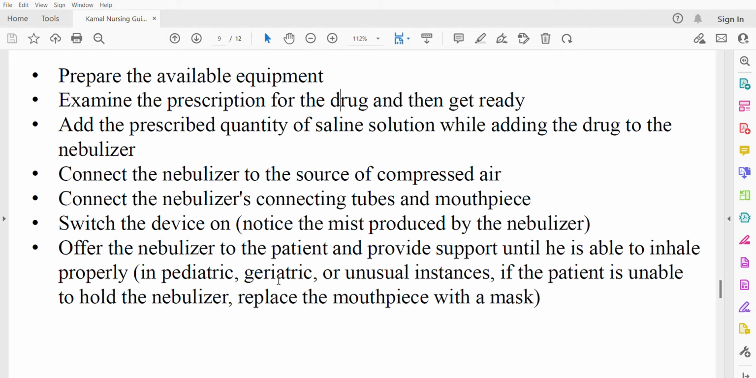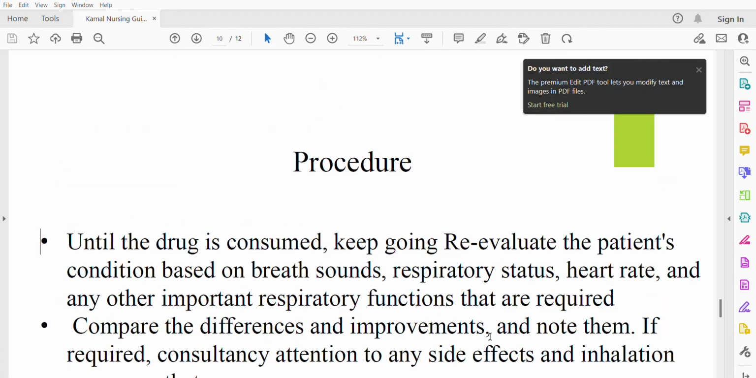In pediatric, geriatric, or unusual instances, if the patient is unable to hold the nebulizer, replace the mouthpiece with the mask. Like if the patient is pediatric, as in the case of kids, or from the older population, we have to use the mask instead of the mouthpiece. We have to connect the mask so they can inhale properly. And the next is, until the drug is consumed, keep on going.